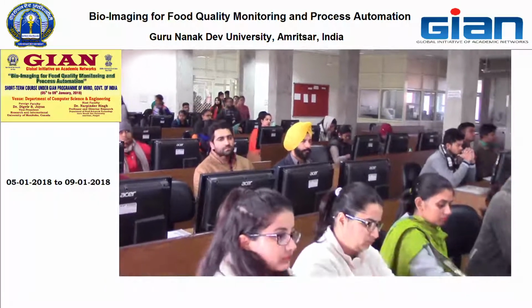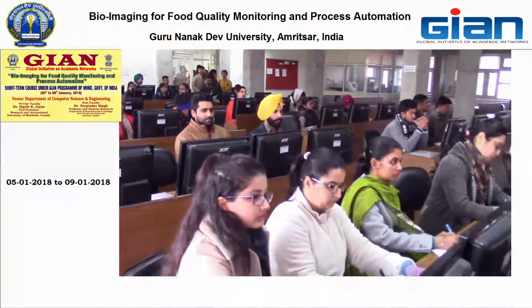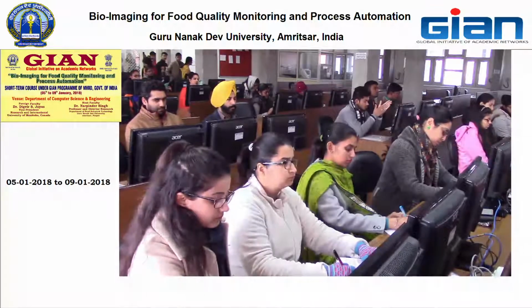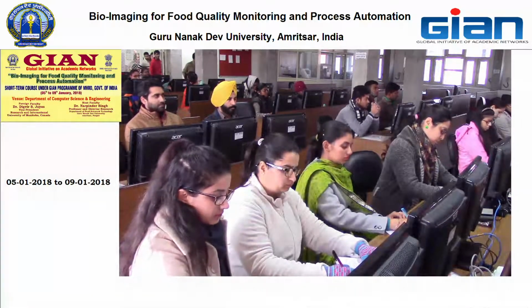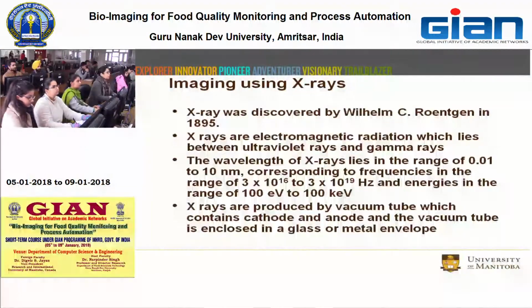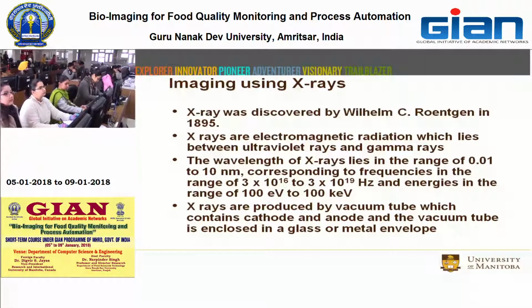X-rays are produced, as I already mentioned, in vacuum tubes which contain both the cathode and anode, and the vacuum tube is enclosed in a glass or metal envelope, so that the X-rays are contained in that envelope.